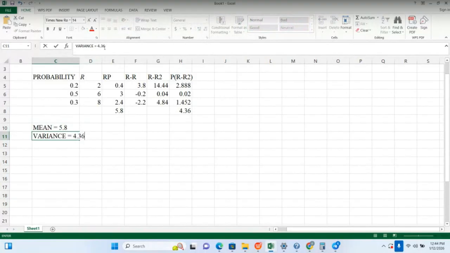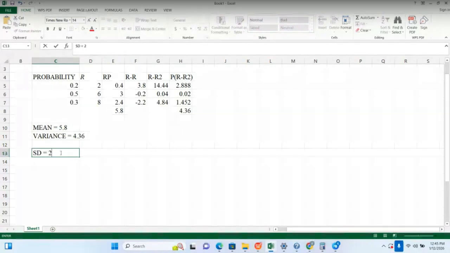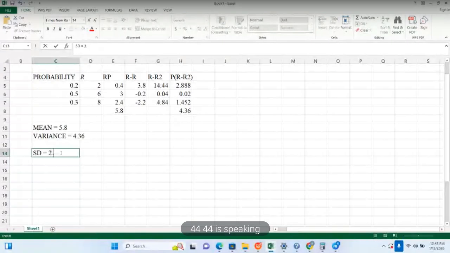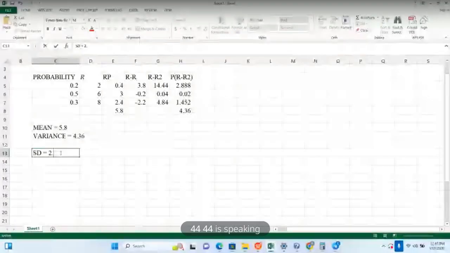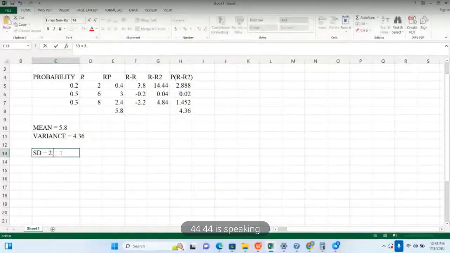Now we can also calculate our standard deviation. Standard deviation, we all know, is the square root of variance. So the square root of variance there is 2.088, approximately 2.1, or 2.09. So now that is our standard deviation.